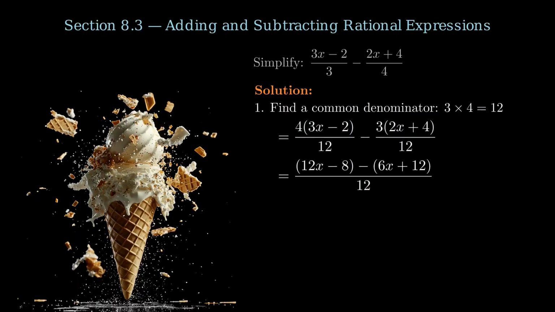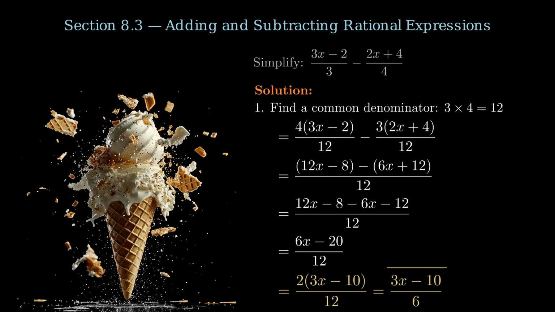Convert each fraction into an equivalent fraction with 12 as the denominator. Multiply the first fraction by 4 and the second fraction by 3. Now, combine them over the common denominator 12. Be careful to distribute the negative sign into the entire second numerator.